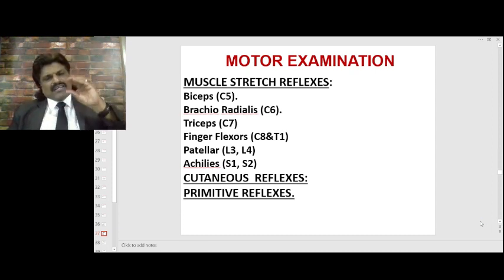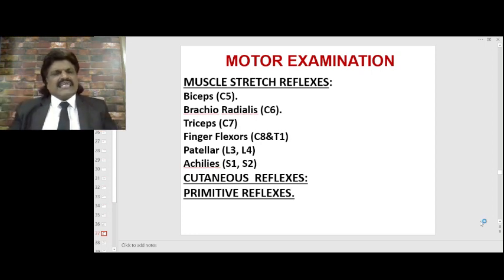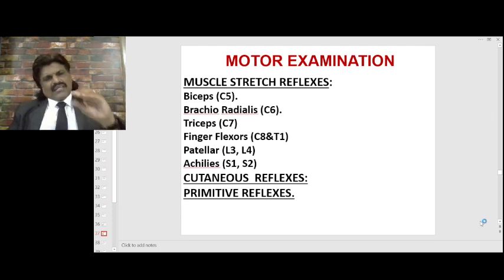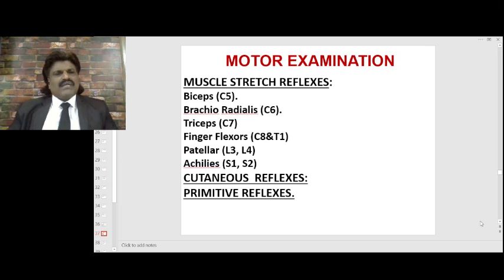For example, if the lesion is above the particular root, the reflexes will get exaggerated: upper motor neuron lesion. If that particular root or the anterior horn cell gets affected, the reflex will be absent: LMN. So if the reflexes are exaggerated, it is UMN. If the reflexes are absent, it is LMN. By knowing this basic principle and eliciting reflexes, we can place the lesion.